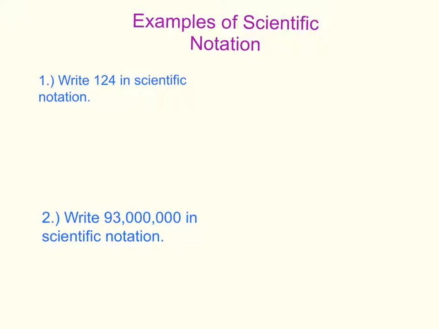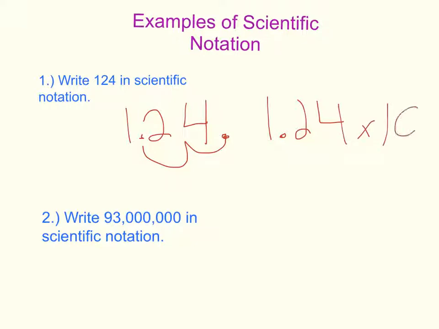So these are just some examples of solving scientific notation problems. So 124 in scientific notation. You write out the number, then you put the decimal at the end, move it to the left twice so you could get the digit between 1 and 10. So now it's 1.24 times 10 to the second.